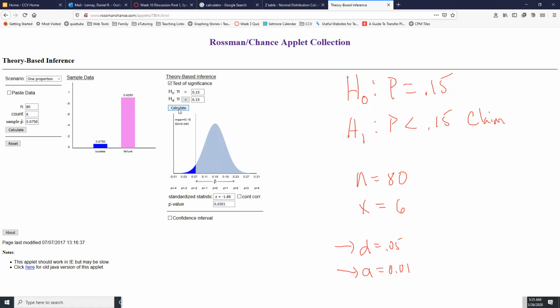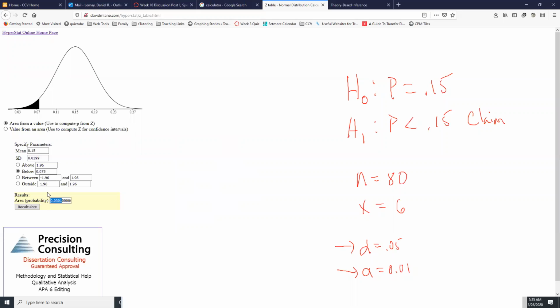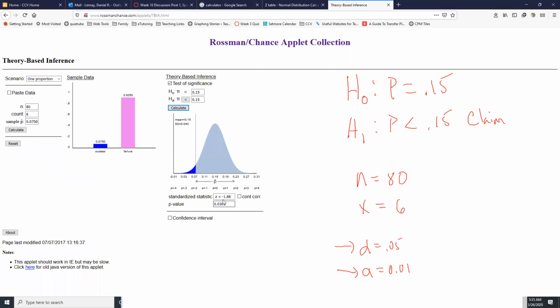Okay, now we're going to calculate. Notice it gave me the same number, right? That's the probability of getting a sample of 80 ears of corn with only 7.5% of them having earworms or less. And if you look, 0.0301, see how that's the same number? So it's the same, that's the probability of having a sample that low. In hypothesis test lingo, that is the p-value, and of course it tells us that, and that's my z-score.